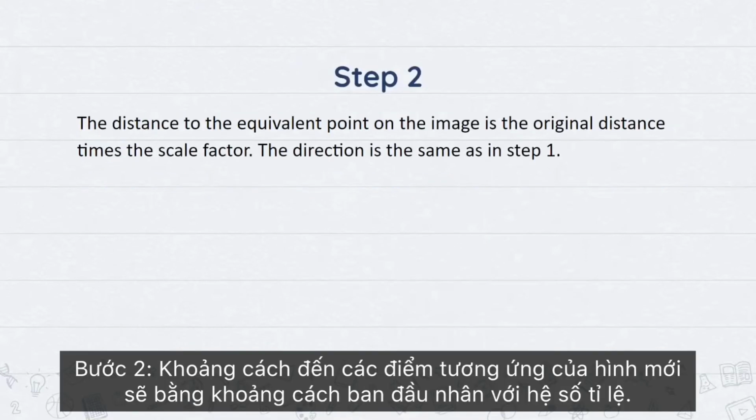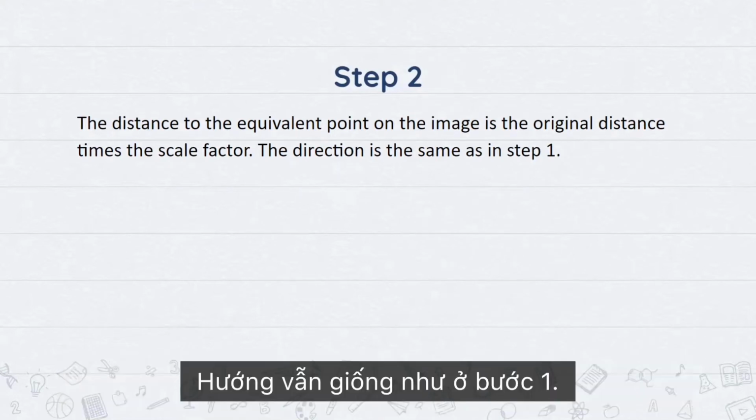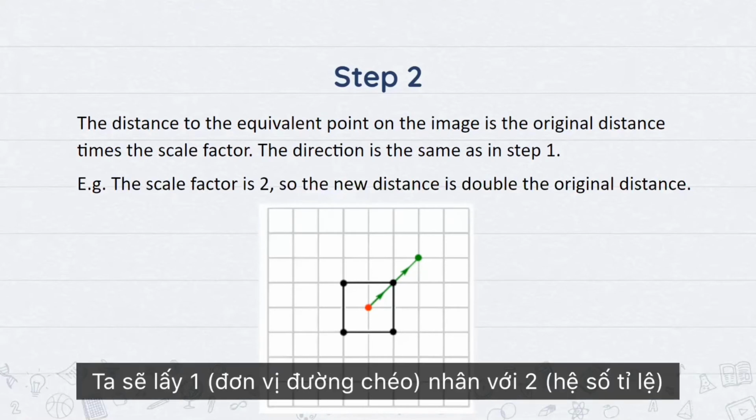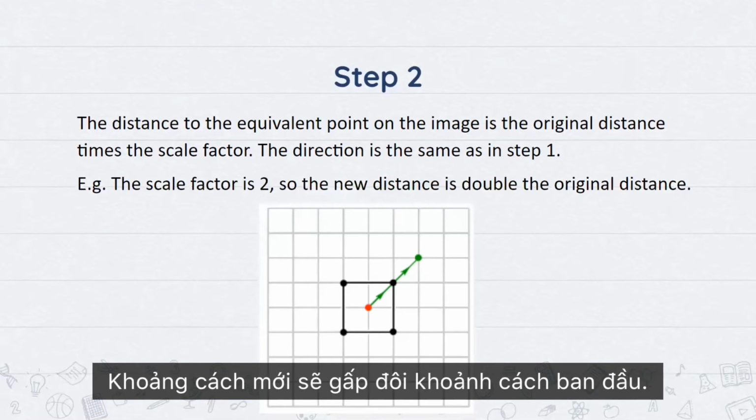Step 2, the distance to the equivalent point on the image is the original distance times the scale factor. The direction is the same as in step 1. So in this example, my scale factor is 2. So you would take 1, which is the diagonal unit, and multiply it by 2, which is the scale factor. So the new distance is double the original distance.